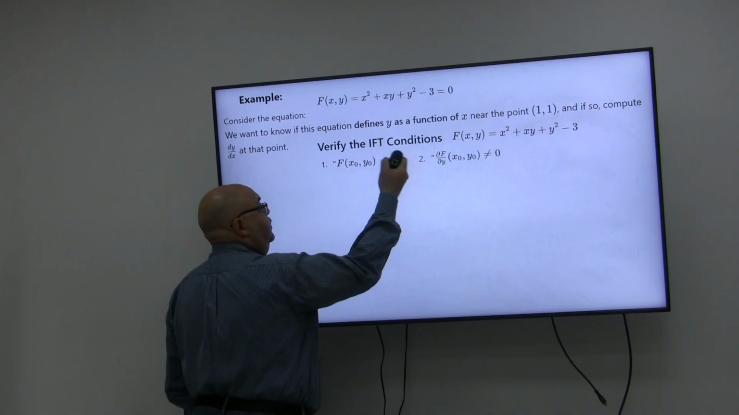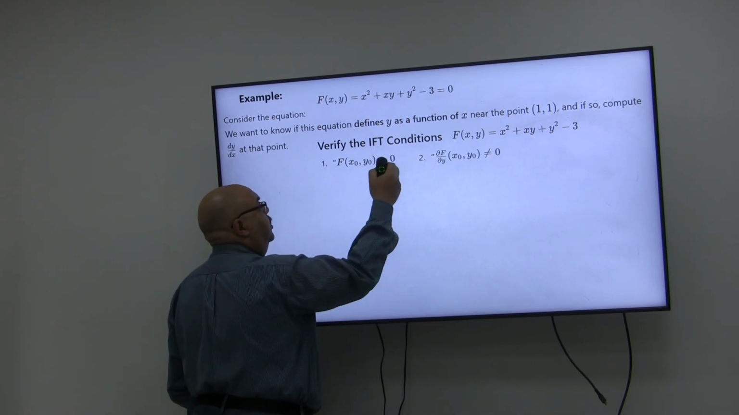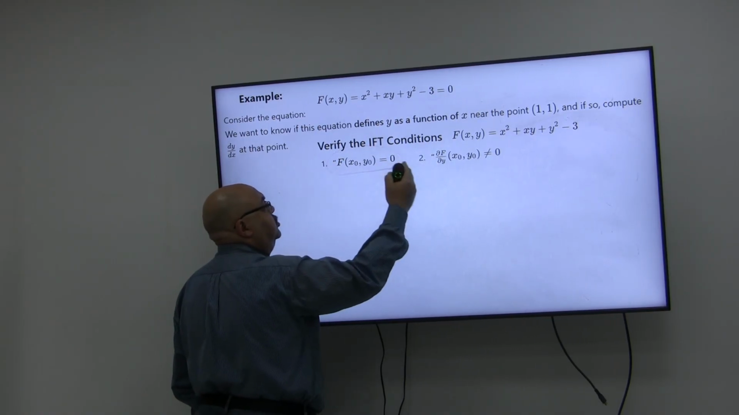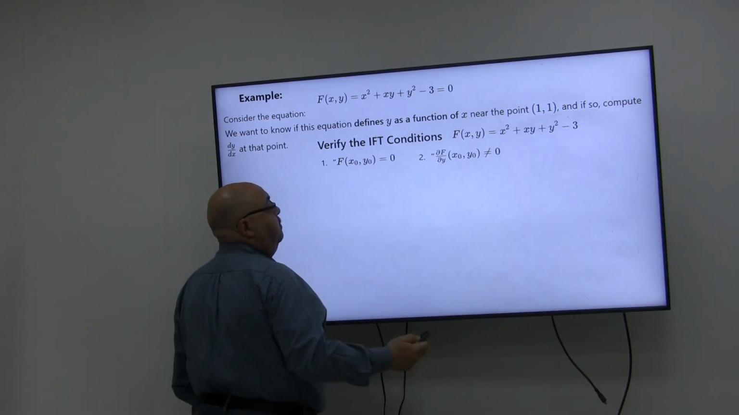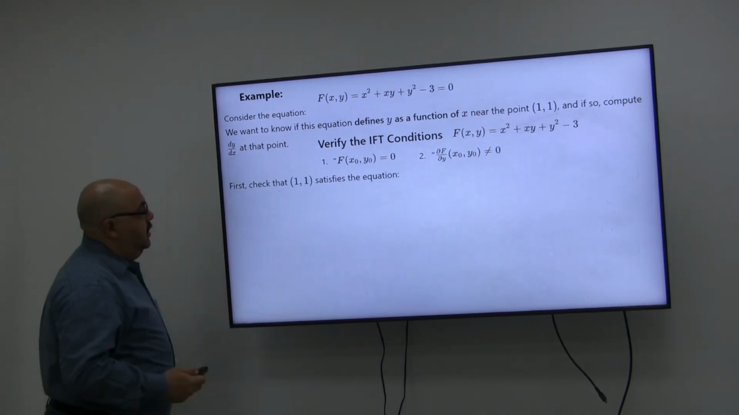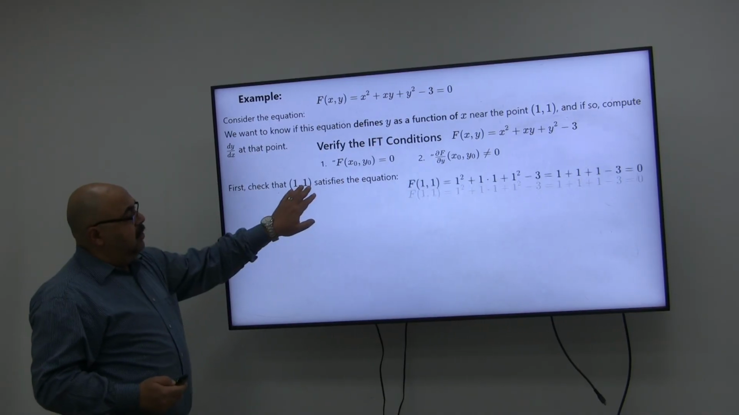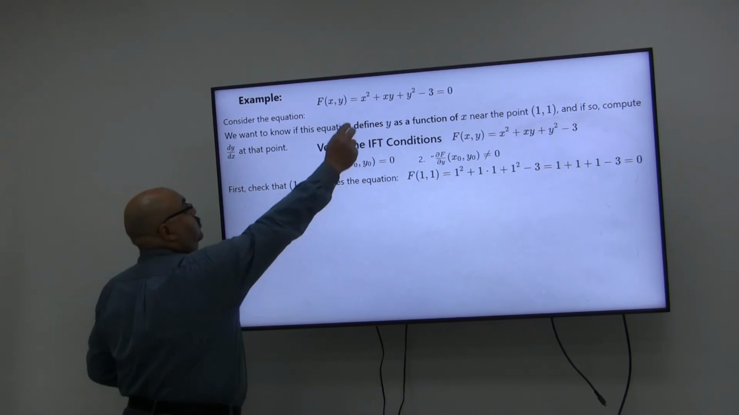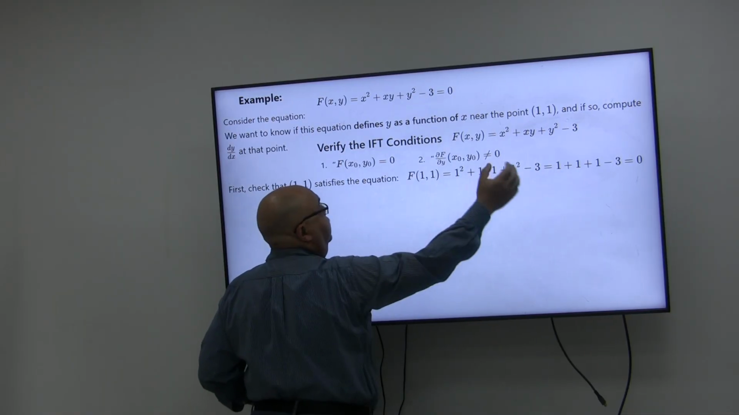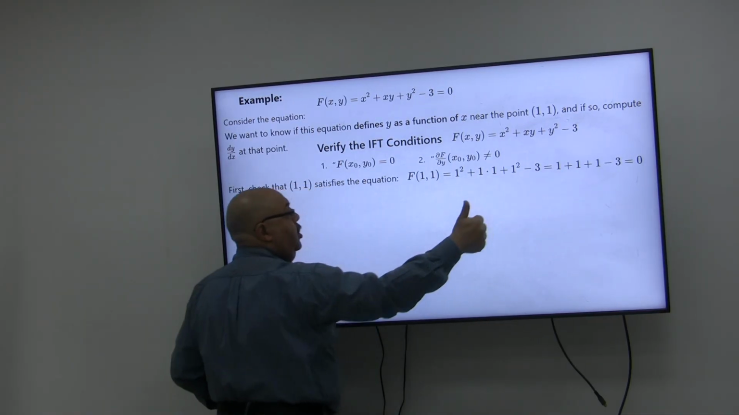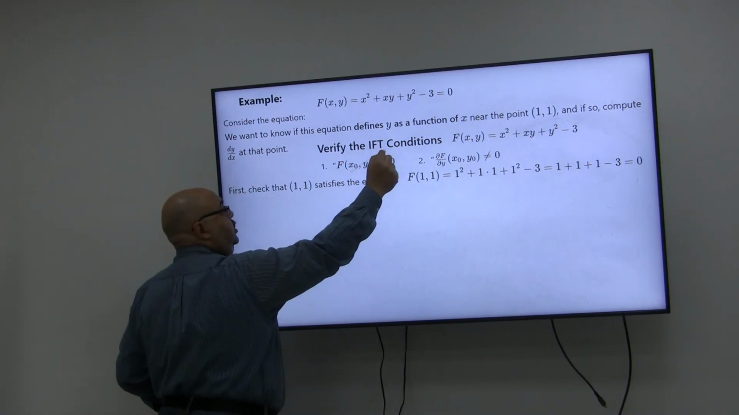Those are mainly the two checks that I'm going to do. The first of them is to substitute into your function the point x naught, y naught, which is (1, 1). As you can see, I will start substituting. So it's going to be 1 to the power of 2, plus 1 times 1, plus 1 to the power of 2, minus 3. The result is equal to 0, which means the first condition is okay.